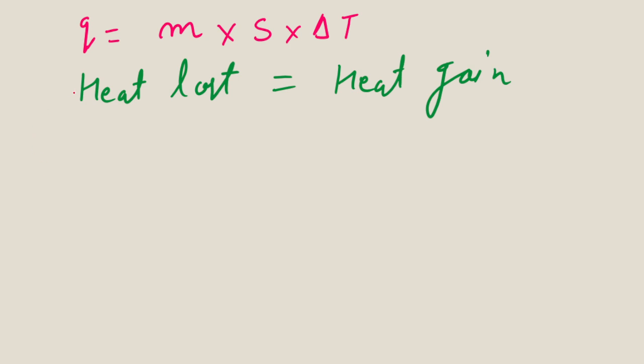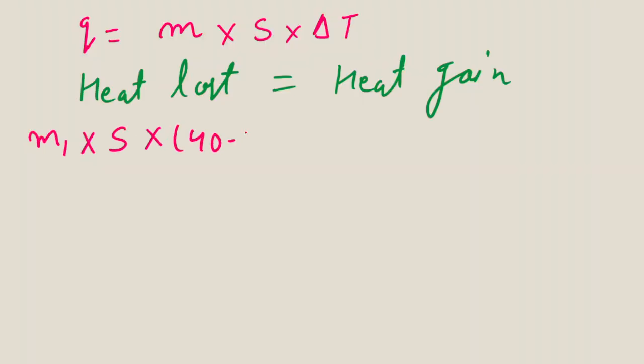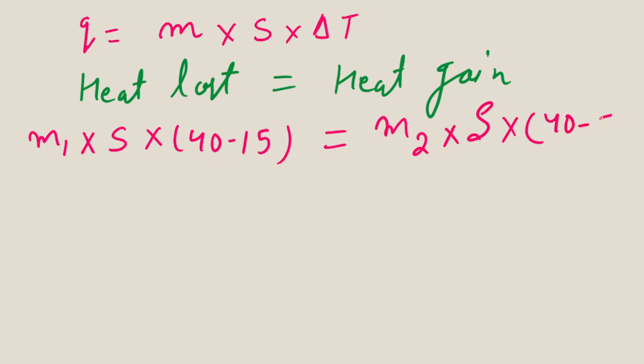Here let's suppose for first condition mass will be m1 into specific heat capacity into temperature difference. So it will be 40 minus 15, right? For second condition mass will be m2 into specific heat capacity of water, which will be the same because in both conditions we have water, into temperature difference, which will be 40 minus 50, correct?